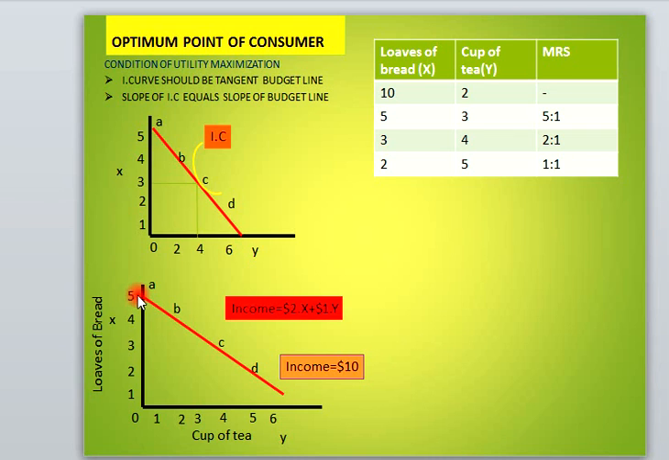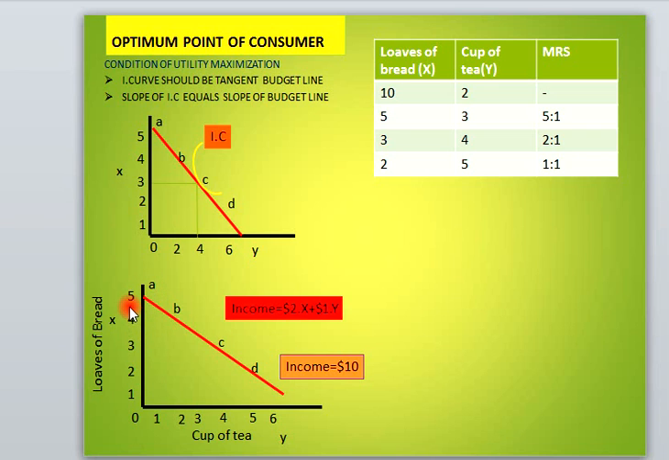If you look at it now, this man consumes 5 loaves of bread here, and he has $10. So 5 loaves of bread multiplied by the price of loaves of bread, which is $2, is going to be $10. He has exhausted the income on loaves of bread alone, so he cannot consume any cup of tea. That's why it's 0 here. Cup of tea is 0. Now that is point A.